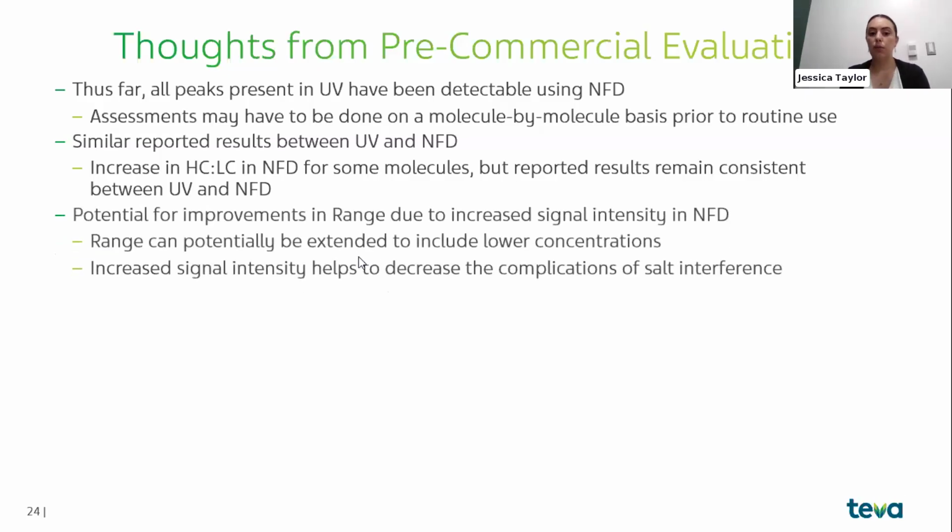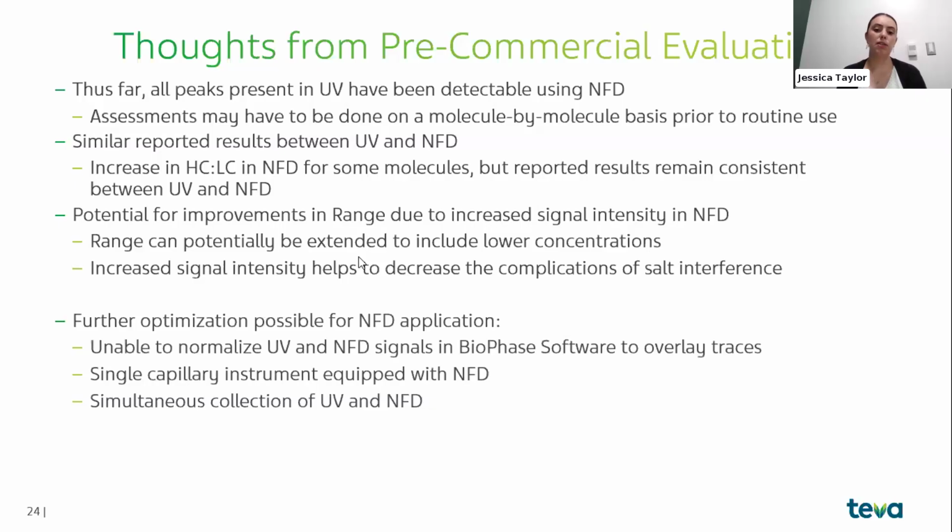You could potentially improve the range of your assays by using the native fluorescence detector. So you could potentially extend your range to include lower concentrations if we're using the native fluorescence detector. And because of the increased signal intensity with the native fluorescence detector, we also help to decrease the complications of interference from matrices like salts.